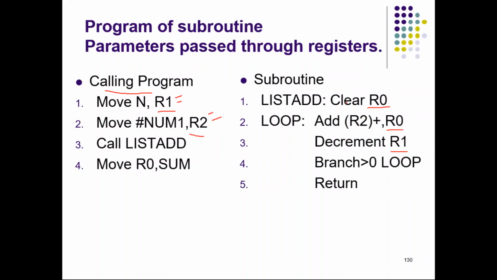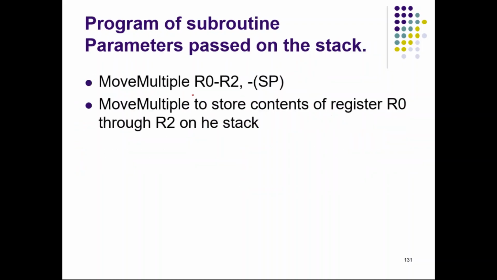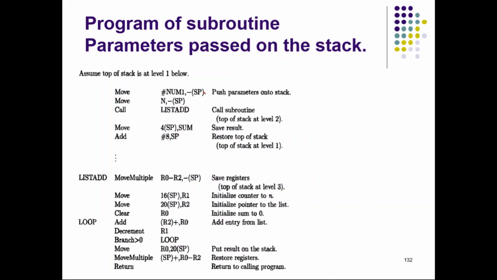So before the subroutine is executed, these values should be pushed into the stack. Okay, so how is that to be done? That is what we discussed through this instruction, move multiple. Through this instruction, the register contents can be pushed into the stack. So the moment the control moves from the calling program to the subroutine, first what the subroutine is doing, if you see here, this is the first statement, it is saving these register values into the stack.